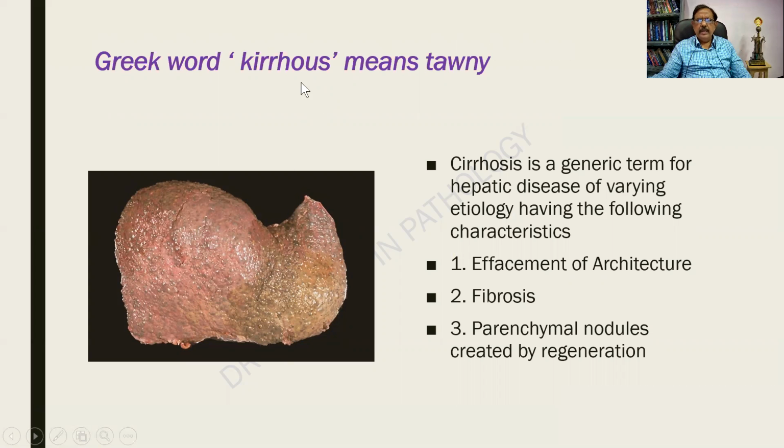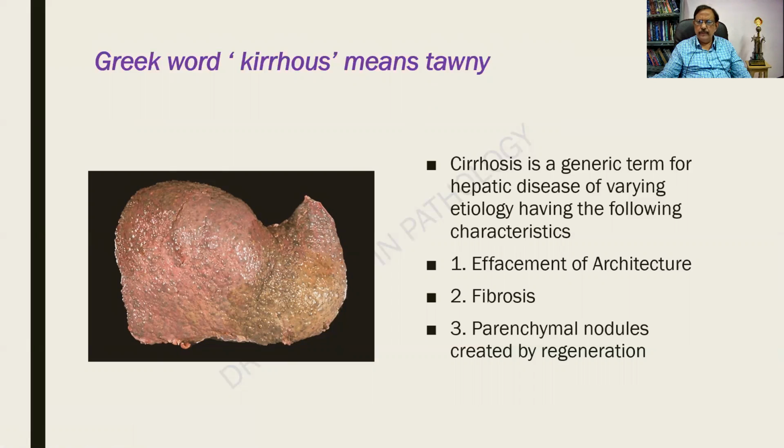Cirrhosis comes from the Greek word kirrhos, which means tawny, firm, almost hard, and it is a generic term for hepatic disease of varying etiology, just like anemia. Anemia by itself is not a disease, but it is a manifestation of many a disease. Similarly, cirrhosis. You can get cirrhosis in alcoholic liver disease or in Wilson's disease or in hemochromatosis and so on and so forth.